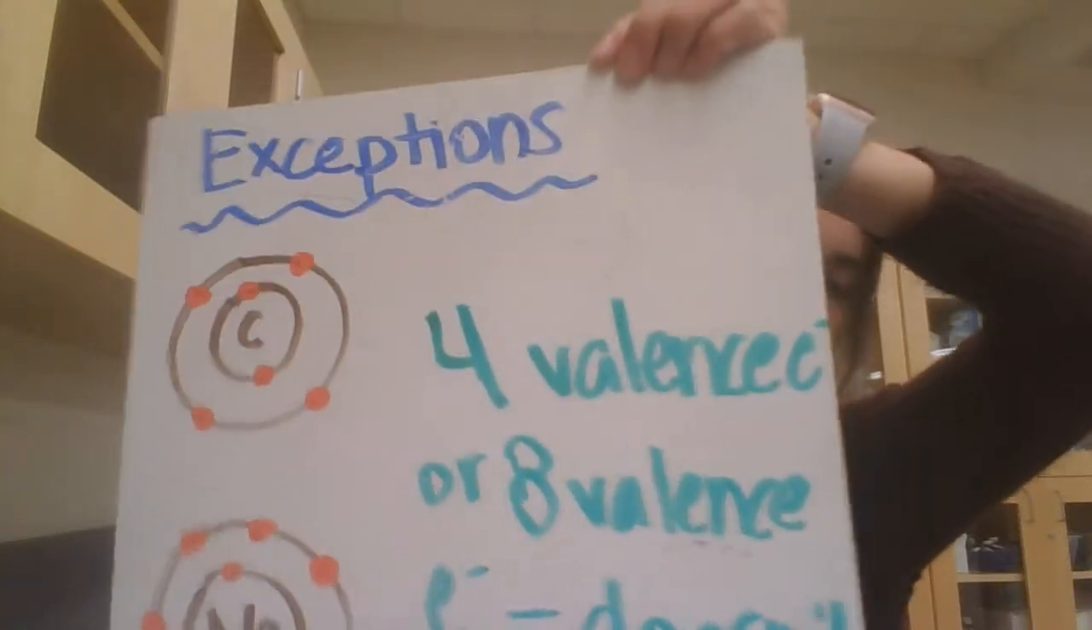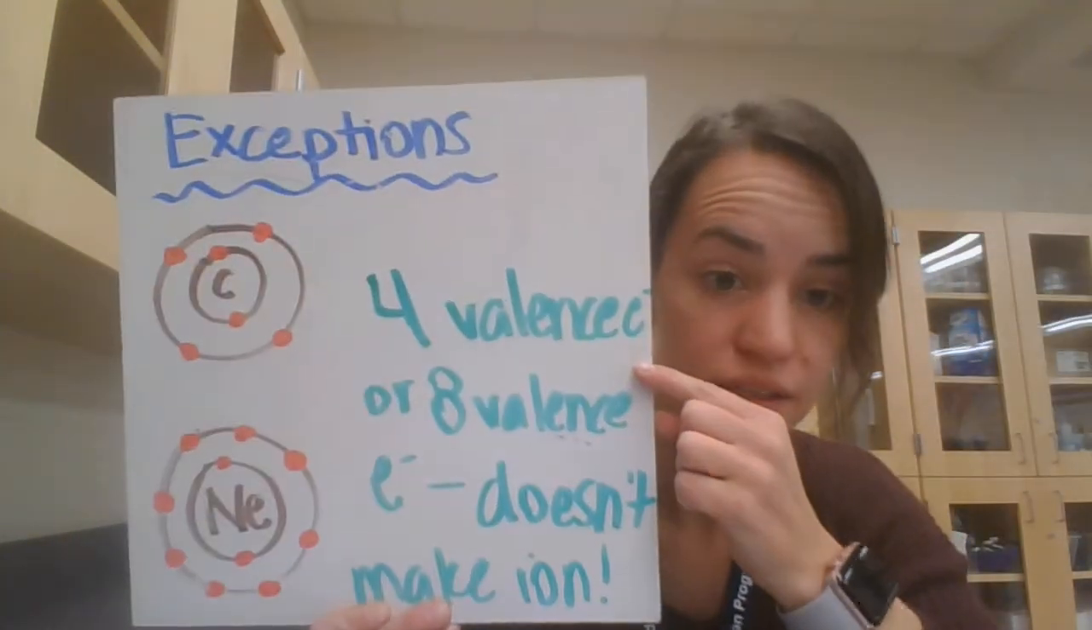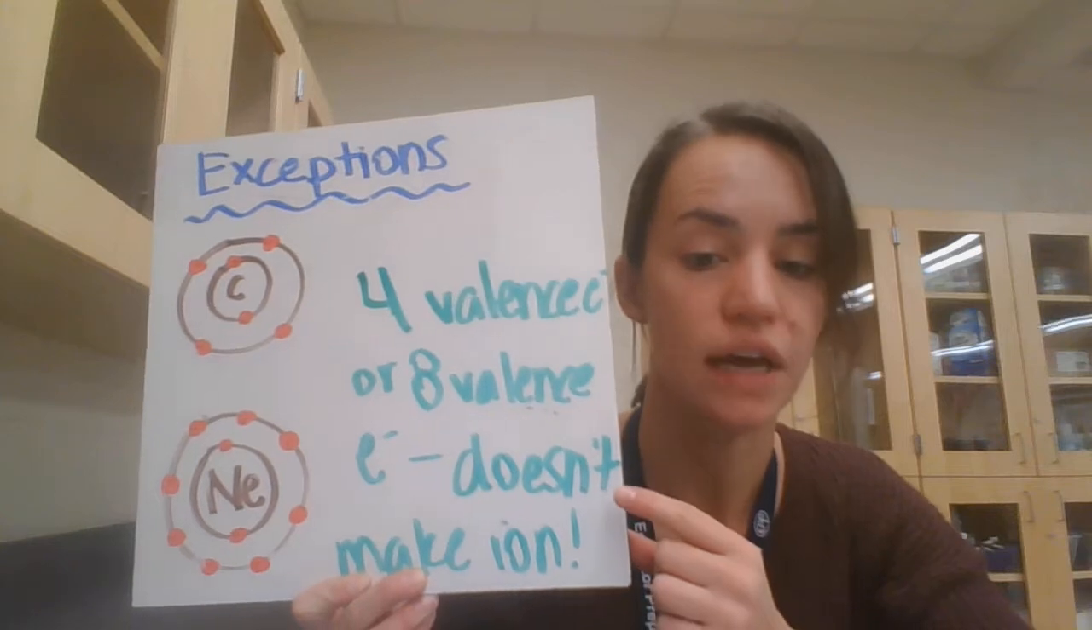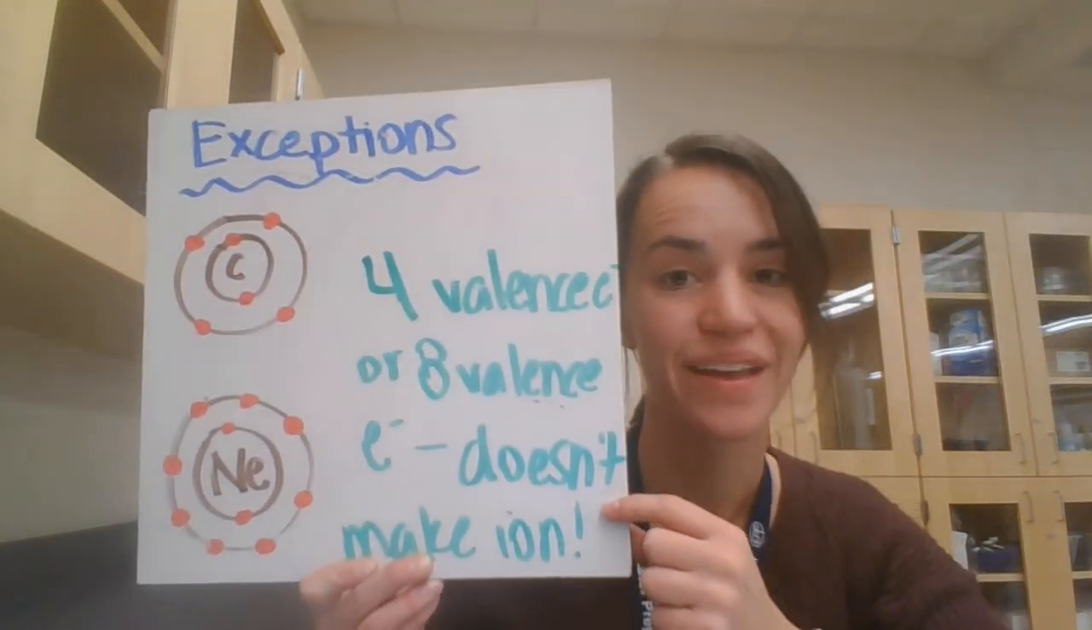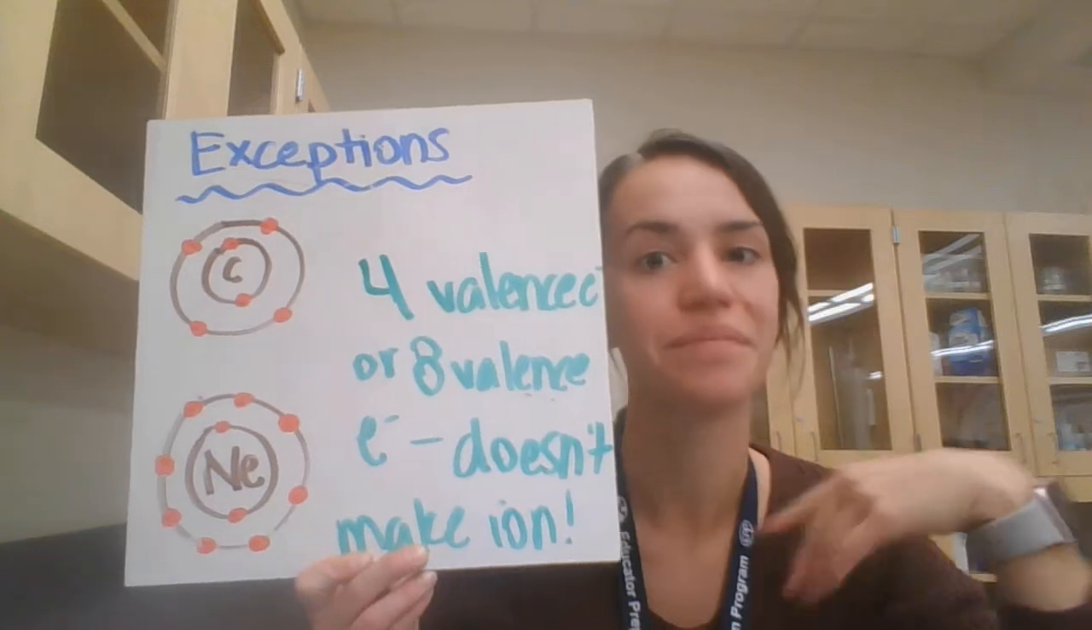I'll write it on the board and show you, okay? 4 valence electrons. All right, here's your note that I would make in your notes. If we have 4 valence electrons or if we have 8 valence electrons, it's not going to make an ion. Okay, so pause the video, write it down, make sure you have it copied.